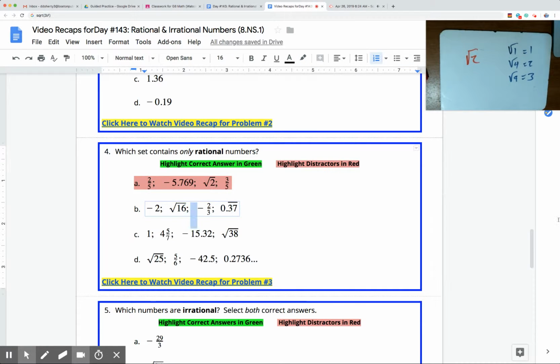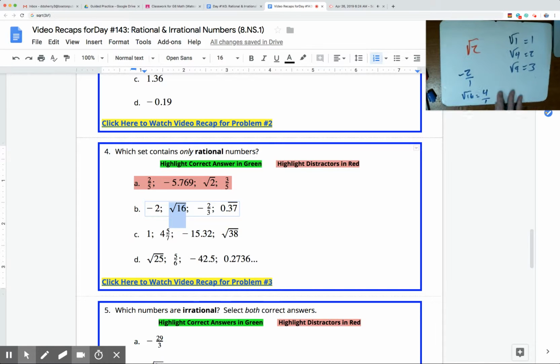Answer choice B, negative 2 is an integer. We could just write that as negative 2 over 1. Square root of 16 equals 4, which could be written as 4 over 1. So the square root of 16 is also rational. Negative 2/3 is already a fraction.